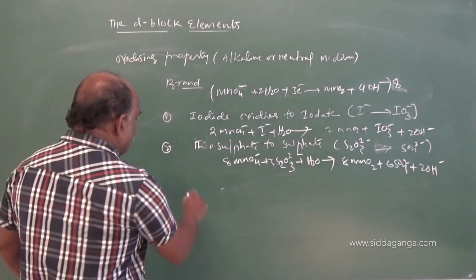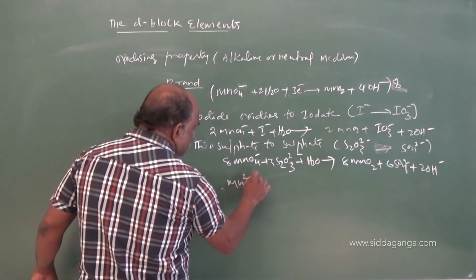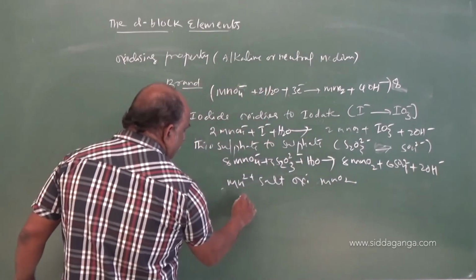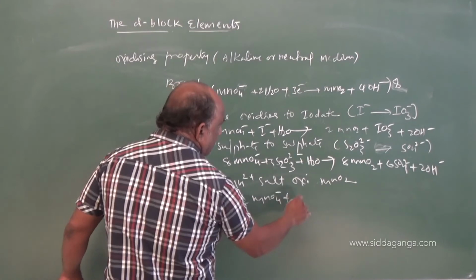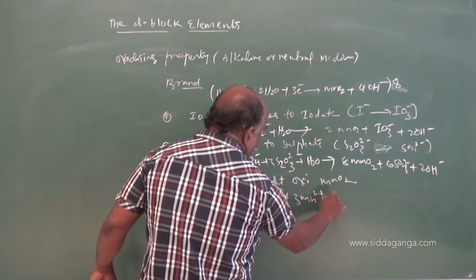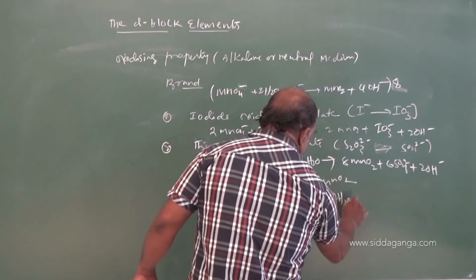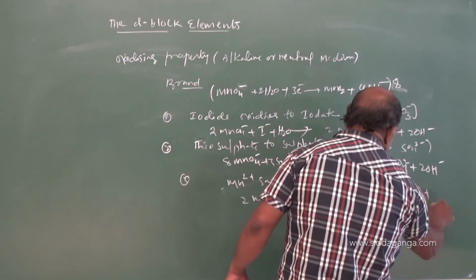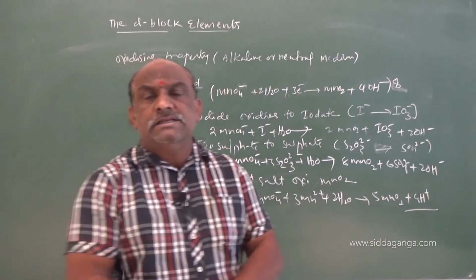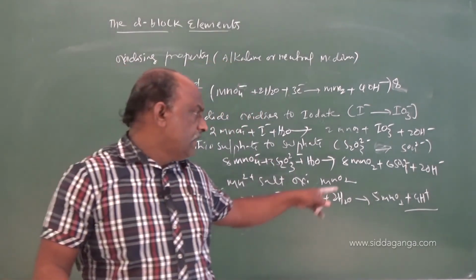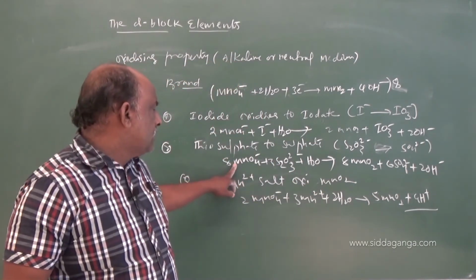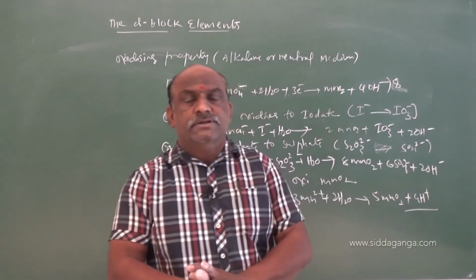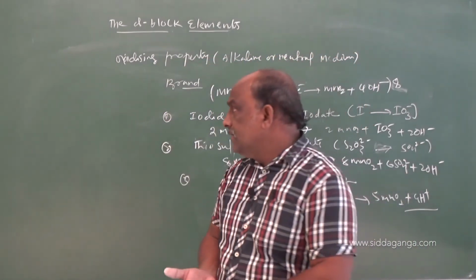And similarly, one more is there, manganese 2 plus. Manganese 2 plus salts are oxidized to MnO2. That equation you should write directly: 2 MnO4 minus plus 3 Mn2 plus plus 2 H2O gives rise to 5 MnO2 plus 4 H plus. This equation is directly there in your text. So manganese ion salts are oxidized to MnO2, and thiosulfate is oxidized to sulfate. Iodides are oxidized to iodate. In which medium is this? In alkaline medium this reaction takes place.